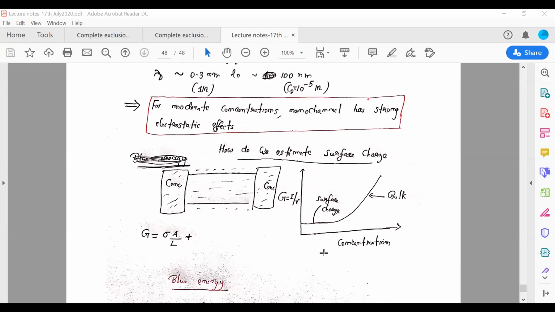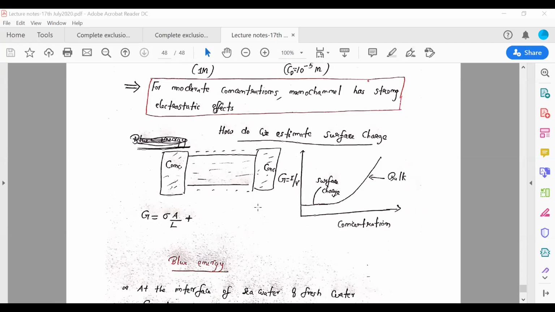Okay, so this is what nanochannel transport is all about. You can estimate surface charge, and this can control the concentration inside the nanofluidic channel. So this is what you typically do. The concentration is the same on both sides, and then you have surface charge, the ions are transported, and then you measure the conductance.